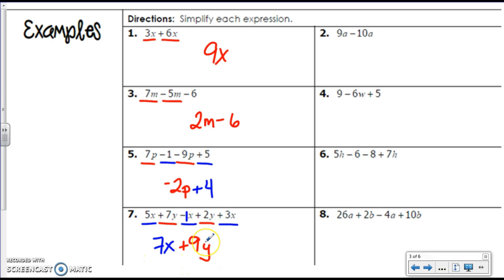I want you to pause the video, try numbers 2 through 8, have them checked before you move on. So make sure you pause the video right now and do those 4 problems and have them checked.